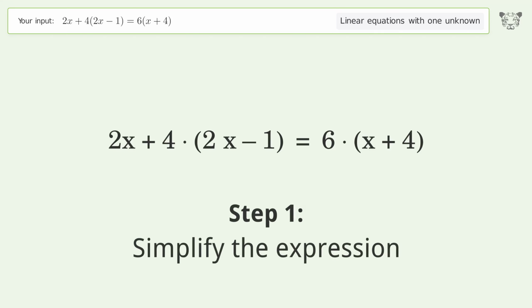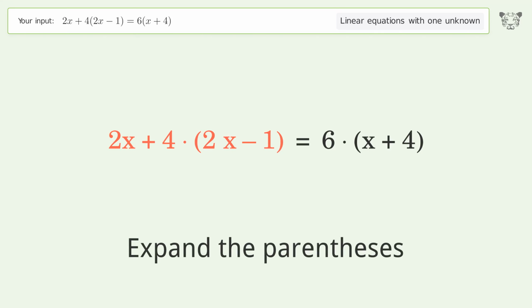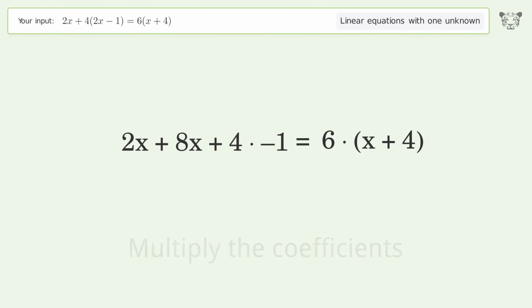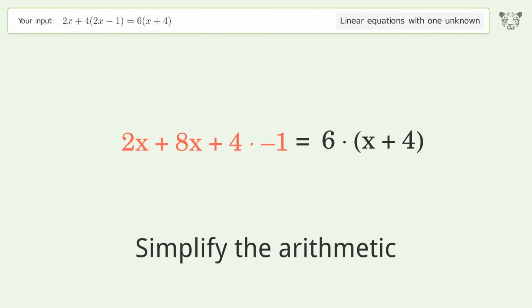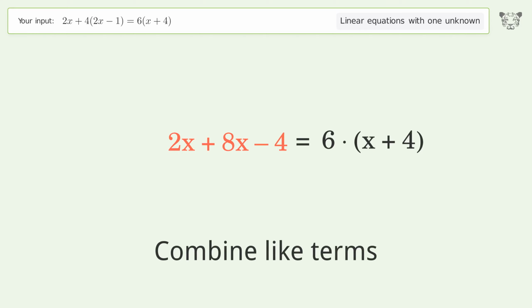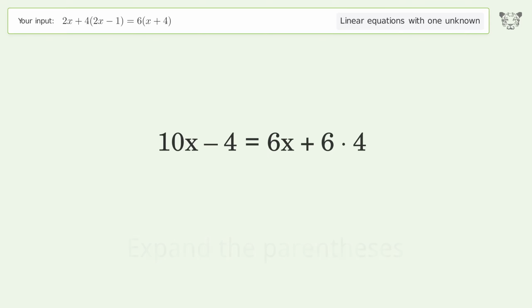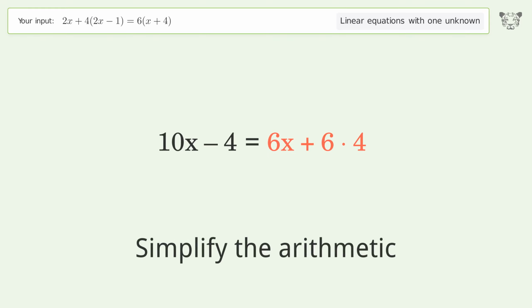Simplify the expression. Expand the parentheses. Multiply the coefficients. Simplify the arithmetic. Combine like terms. Expand the parentheses. Simplify the arithmetic.